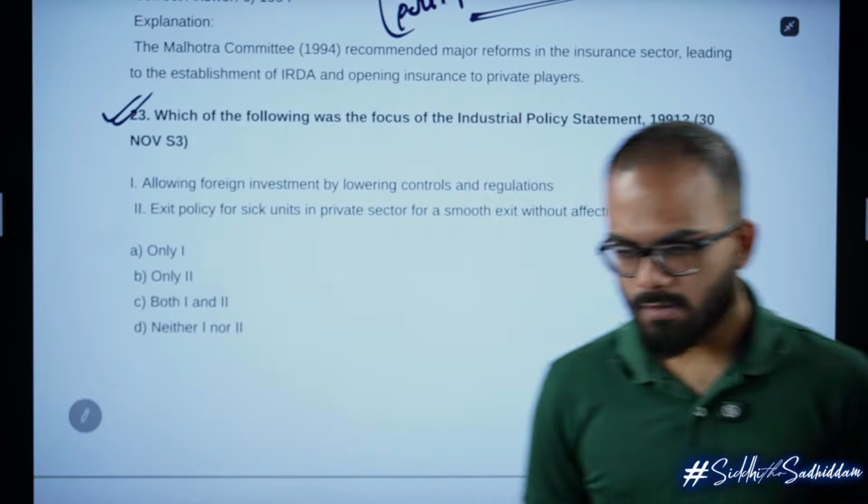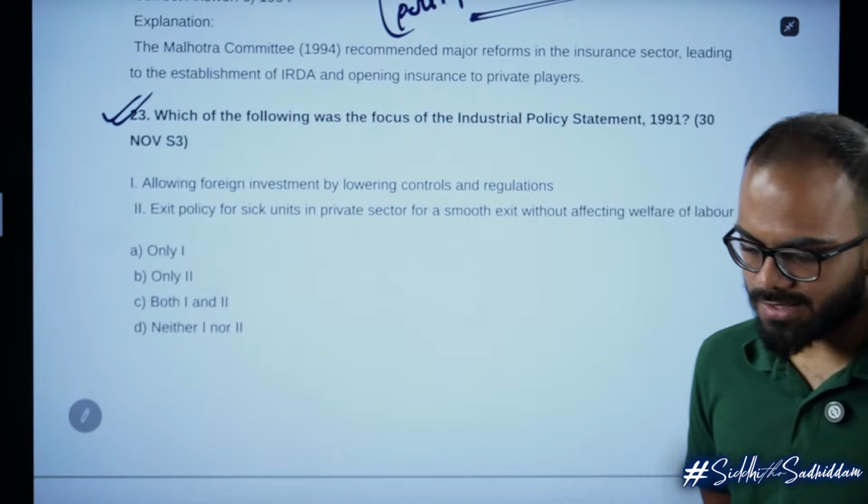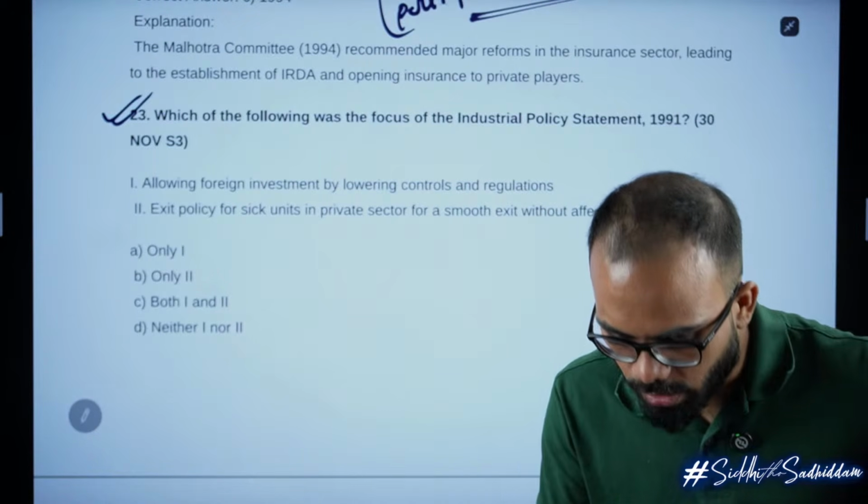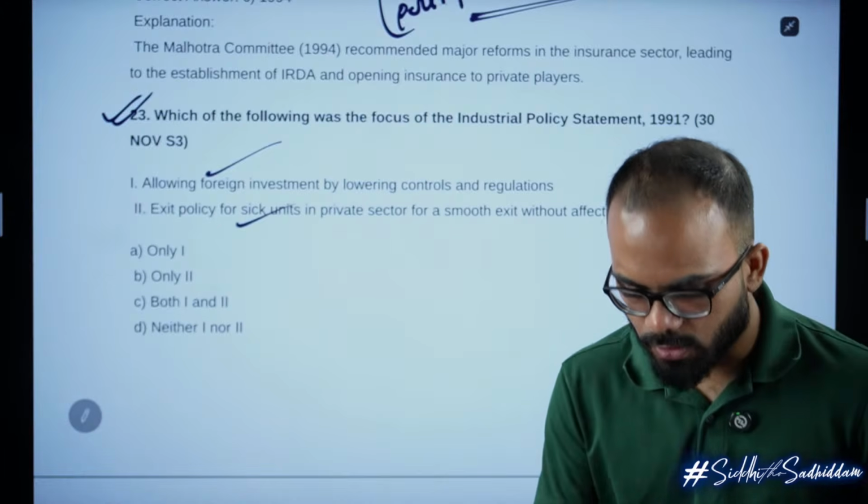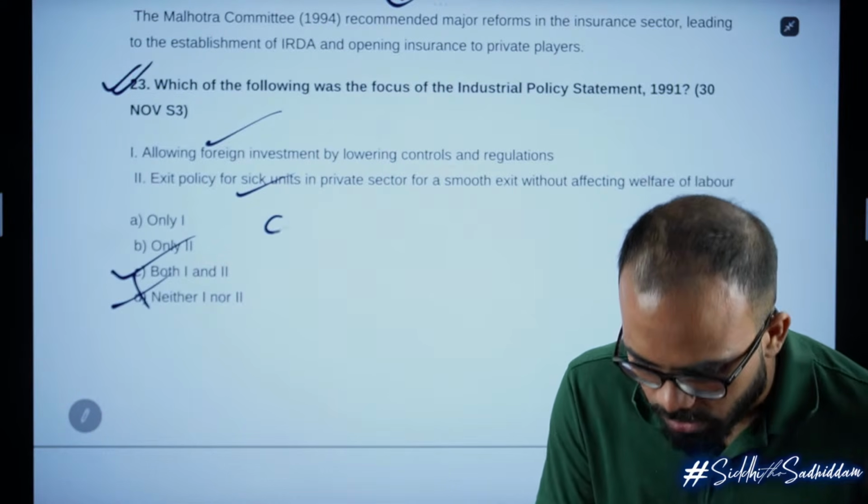Please answer the question. Which of the following was the focus of industrial policy statement 1991? Allowing foreign investment, exit policy for bad units, right? Both 1 and 2, C is right.